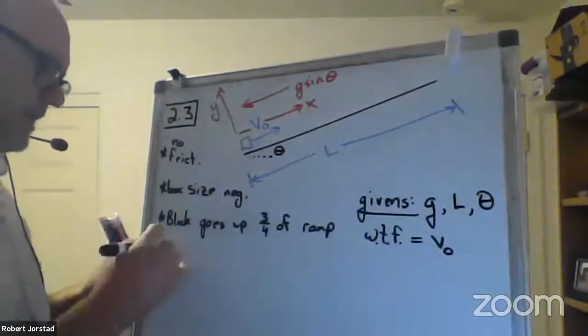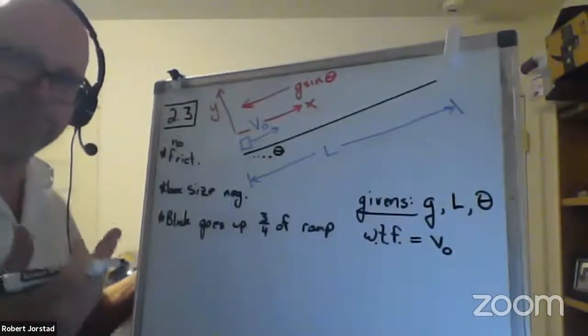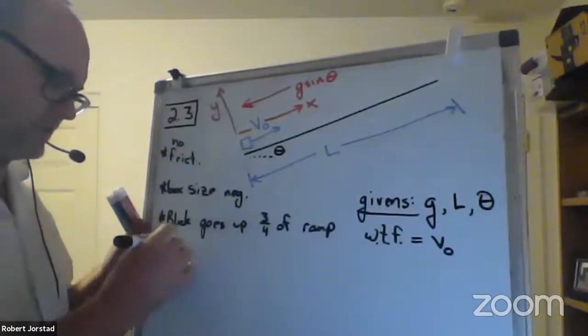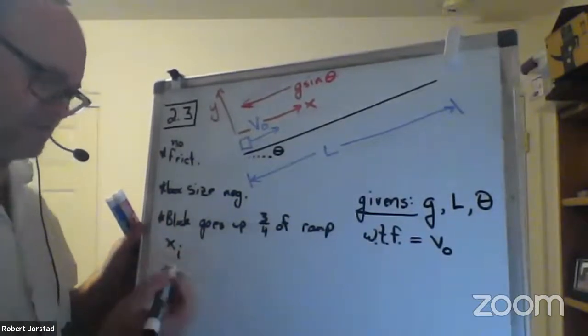Okay. I'm going to write my list here. So I'm going to do this one maybe with X final and X initial, in case you're curious. So let's say there's X initial and X final instead of delta X. You could do it either way.